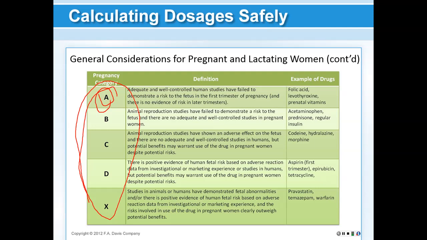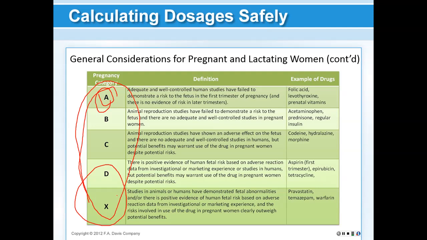So that's something that the healthcare provider looks at with each client individually, and you as the nurse need to be aware of that, so that if a client was receiving an order for something that was just absolutely a category D or X, that would be something you would want to clarify with the healthcare provider.